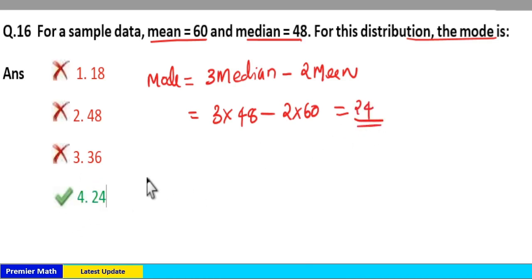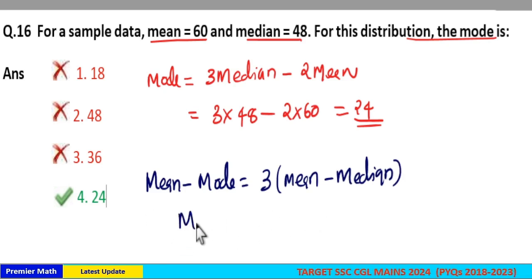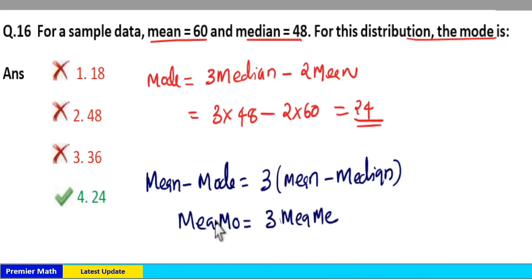Here the actual formula is mean minus mode is equal to 3 times the difference of mean and median. So to remember this, Mimo is equal to 3 Mime. Just put a negative sign between these two.